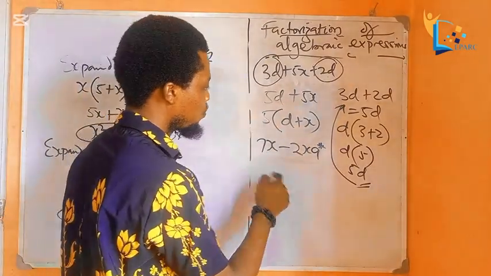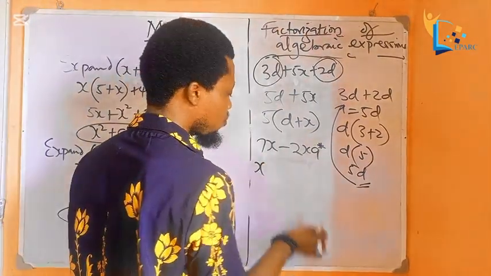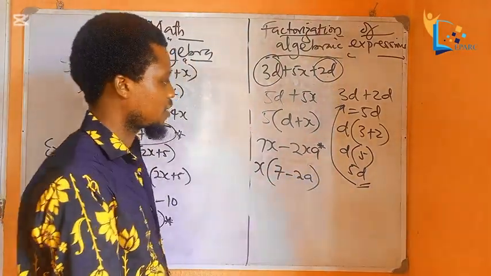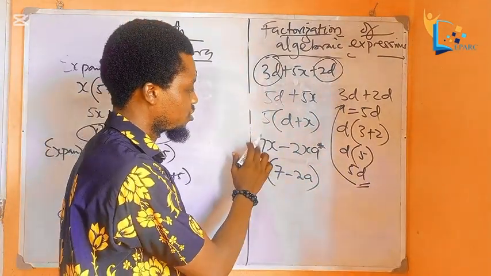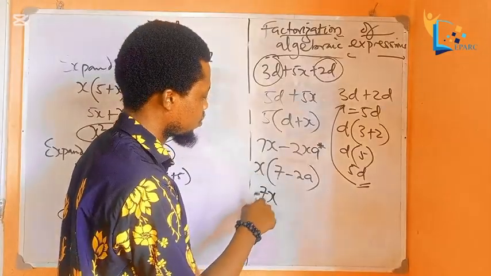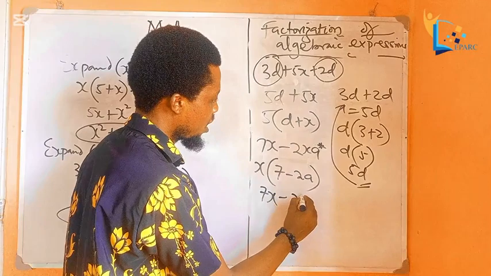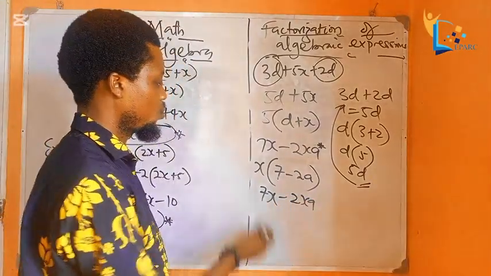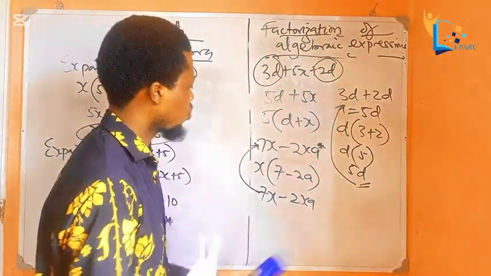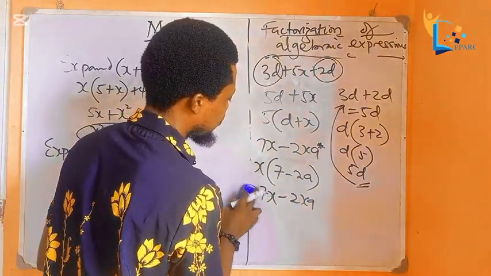Okay? So all you have to do, there's a common factor here, x, and there's a common factor here, x. So you bring out the common factor, then 7 minus 2a. As simple as that. If you want to bring back this operation to its original position, x times 7 will give you 7x, minus x times 2a will give you minus 2xa. Which brings you back to your original operation. Okay, so that is how factorization works.